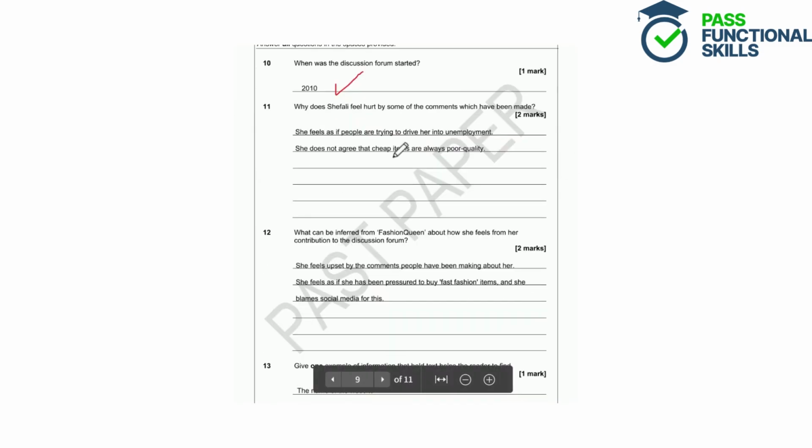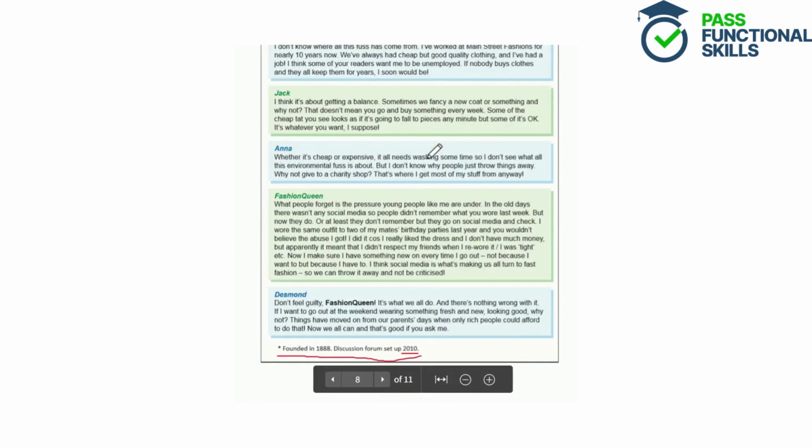Question 11. Why does Shefali feel hurt by some of the comments which have been made? So if we look at the number of marks here, we've actually got 2 marks available, but the question doesn't tell us that we need to find 2 pieces of information. So always remember to look at the number of marks available, and usually if it's 2 marks, you'll need to find 2 bits of information. So we need to look in the source and work out why Shefali feels hurt by some of the comments which have been made. So let's have a look at the document and see whether we can find out.